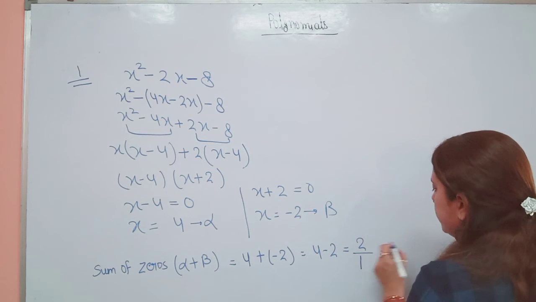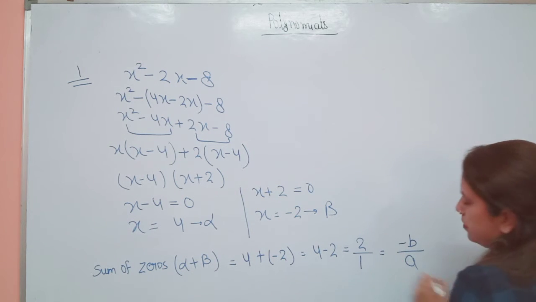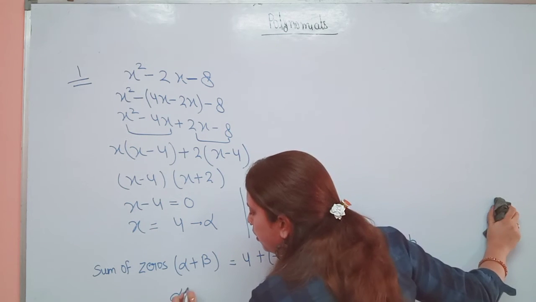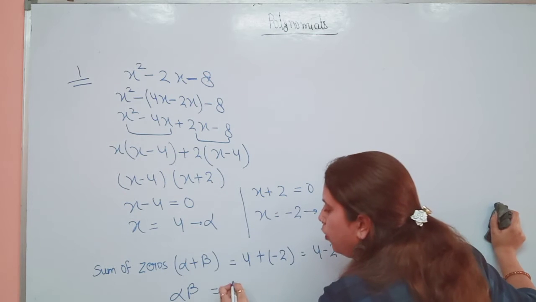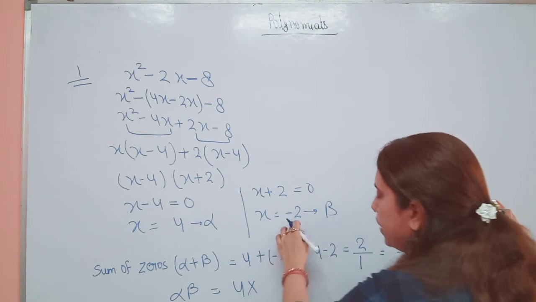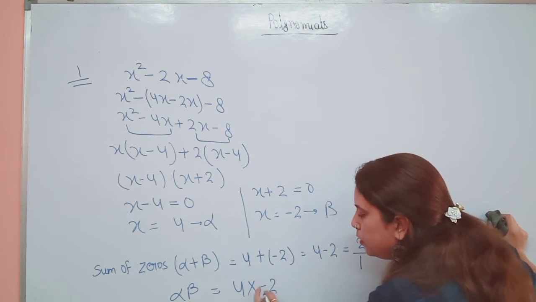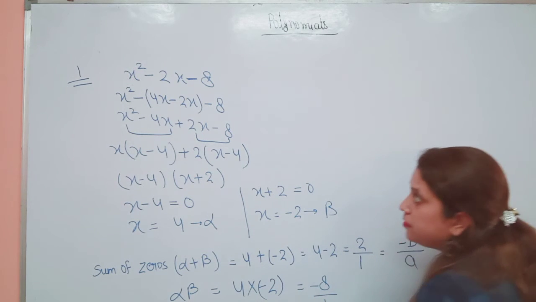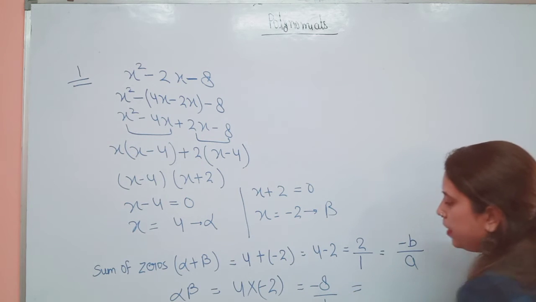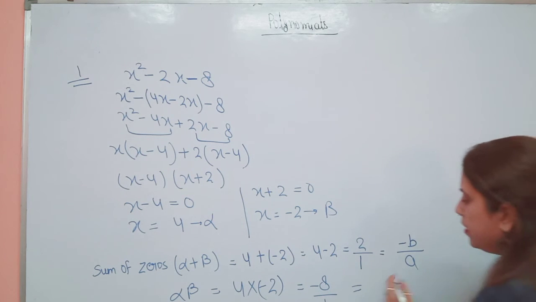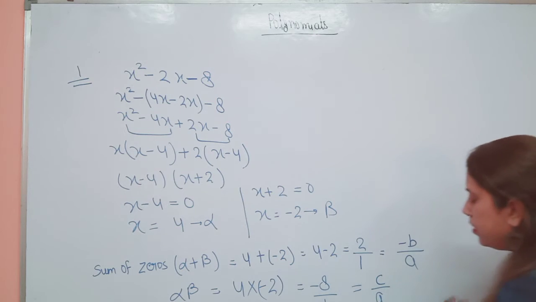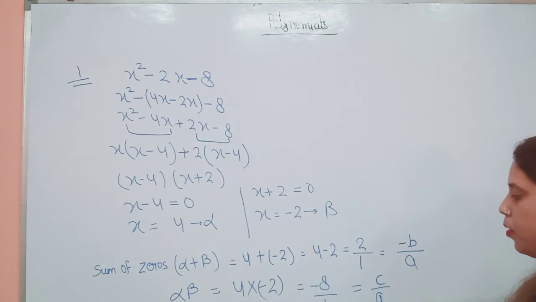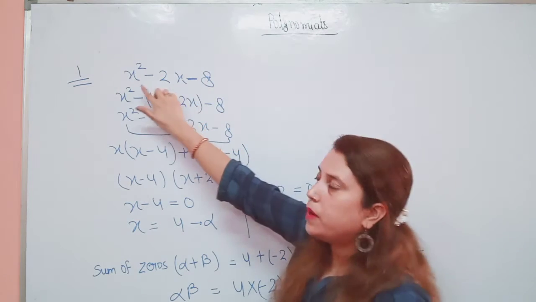So we can write down like this, minus b upon a. This is the first relation. Second relation, product of zeros. Product of zeros alpha beta. 4 into minus 2. When we do the multiplication, it will come minus 8. We can write down like minus 8 upon 1. Now compare it, c upon a. C, the value of the constant term, is minus 8, and a, the coefficient of x square, is 1.